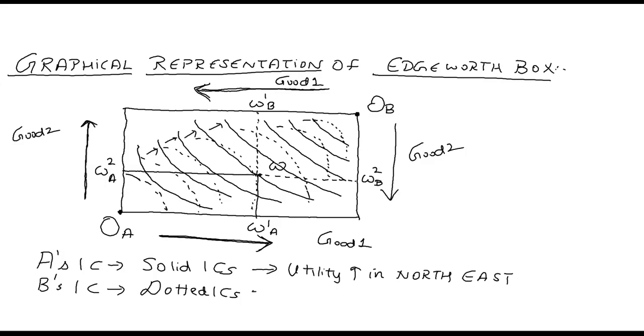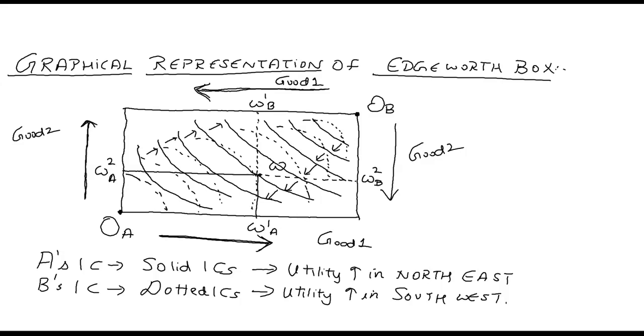Whereas in case of B's indifference curves, B's utility is increasing in which direction? B's utility is increasing in the southwest direction. So you can see on B's indifference curve, utility is increasing as we move in the southwest direction. As we move in the southwest direction, B's utility or B's satisfaction is increasing. As we move in the northeast direction, A's utility or A's satisfaction is increasing.